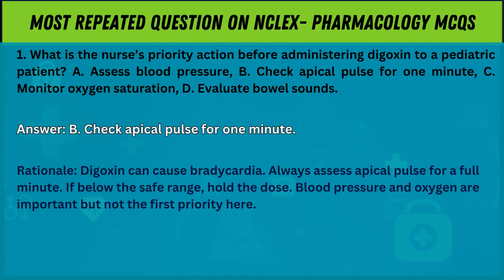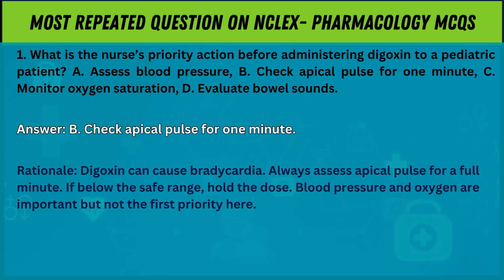1. What is the nurse's priority action before administering digoxin to a pediatric patient? A. Assess blood pressure. B. Check apical pulse for 1 minute. C. Monitor oxygen saturation. D. Evaluate bowel sounds. Answer. B. Check apical pulse for 1 minute.